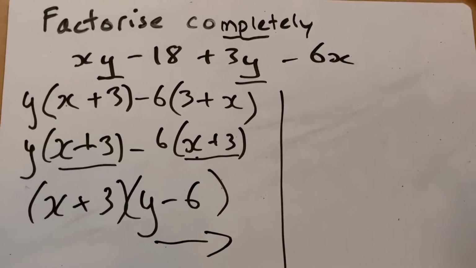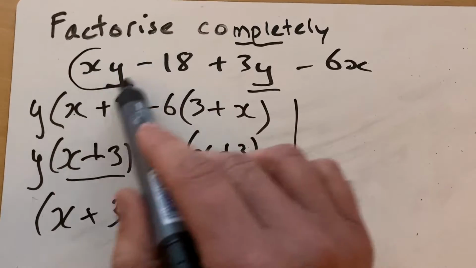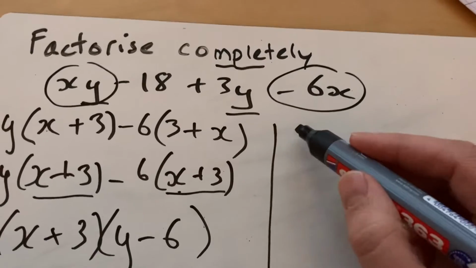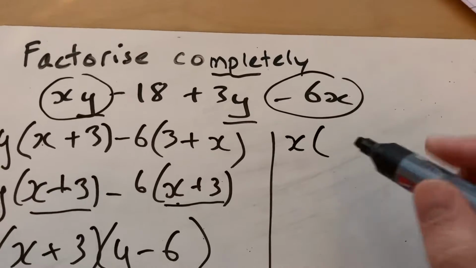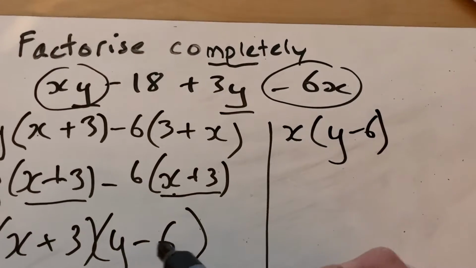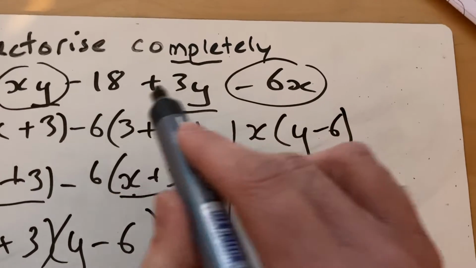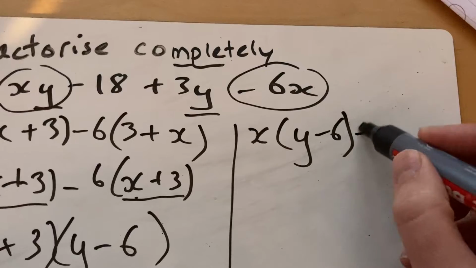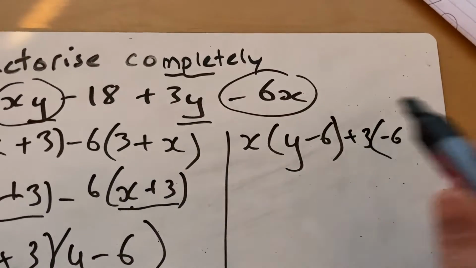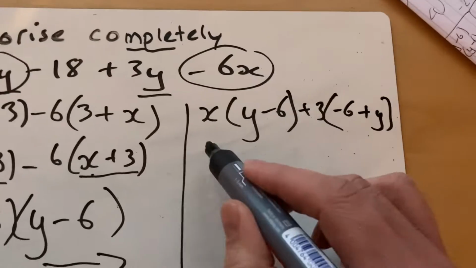This time I'm just going to look at the terms involving x. So I've got xy there. I've got minus 6x there. So I'm going to take out x from both. And I'm left with y and minus 6. That should sound familiar because we get that there. Now look at the other two. And what have I got that's common between minus 18 and plus 3y, but plus 3, leaving me minus 6 and positive y, which is the same as that if I reorder them.